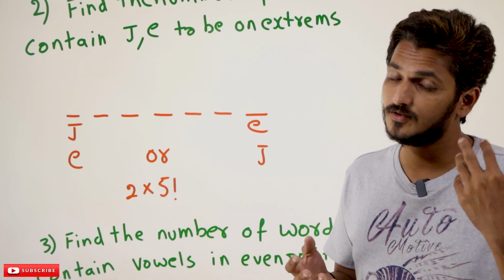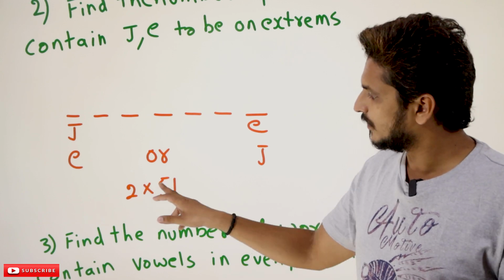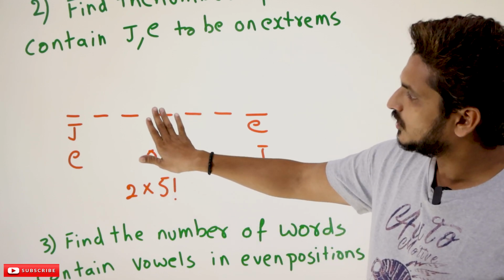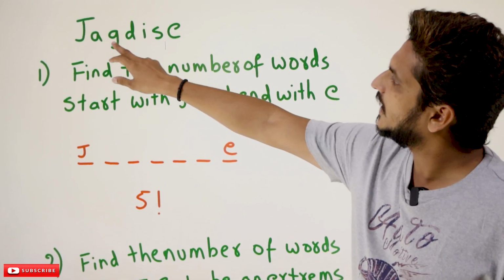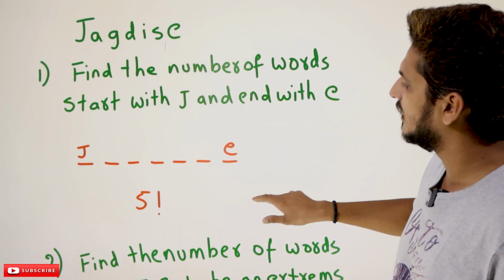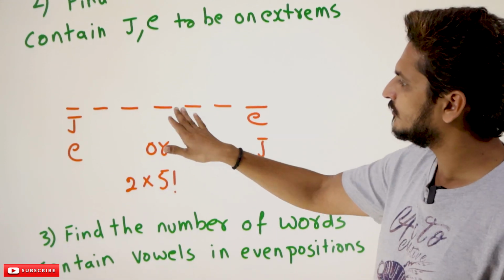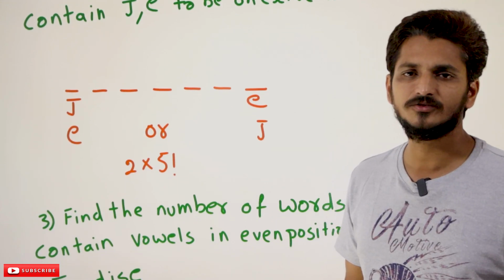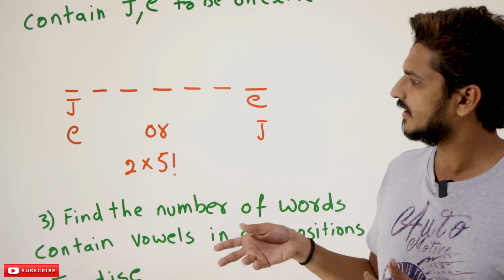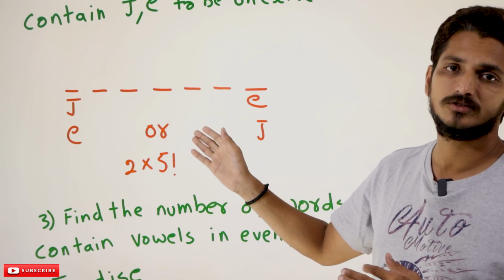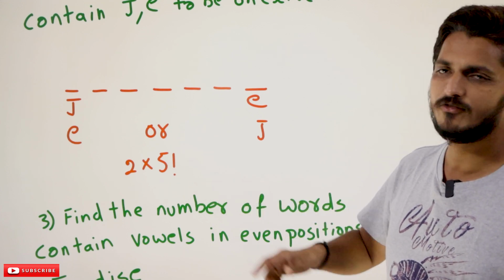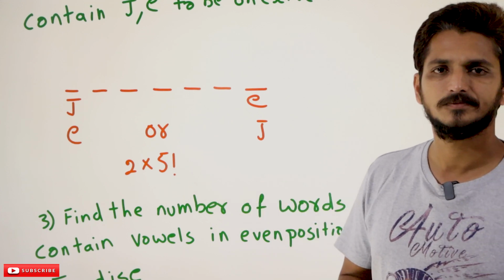2 multiplied by, we already discussed this in our previous classes, 2 multiplied by the ways to fill the remaining. What are the remaining characters? A, G, D, I, S. In between we have 5 positions and 5 characters. So 5 characters filled in 5 positions in 5 factorial ways. Total 2 multiplied by 5 factorial ways.